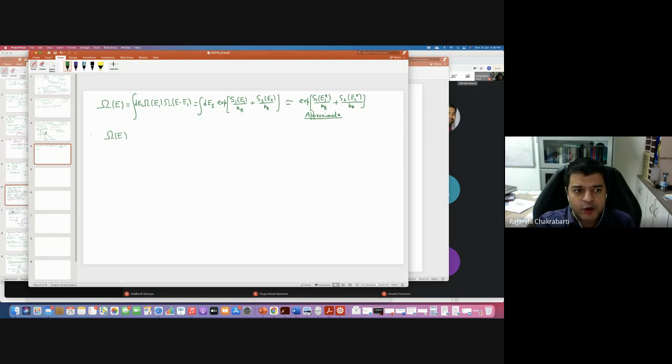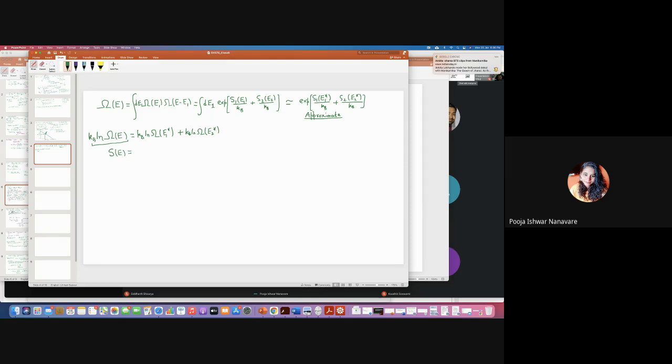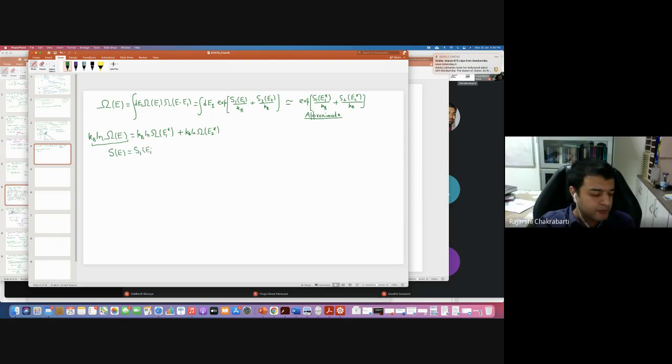If I take log of this, so kB ln omega E is equal to total entropy: kB ln omega at E1 star, plus kB ln omega at E2 star, isn't it? In other words, what is this? Your S_E is approximately equal to this, but this takes care of what? That entropy is extensive.